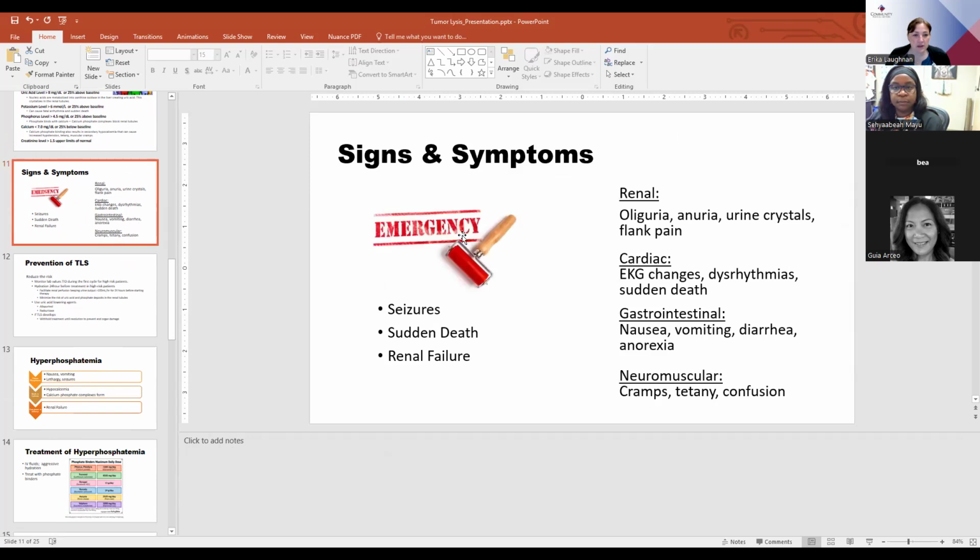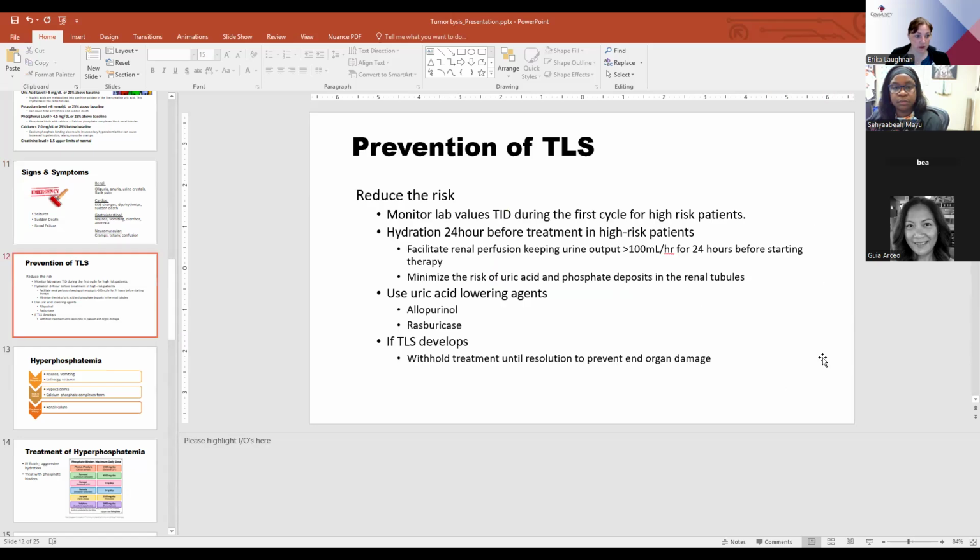Signs and symptoms. So this is an emergency. The worst things that we are trying to prevent are seizures, sudden death, and renal failure. Those are the worst of the worst. We don't want those to happen to our patient. The signs and symptoms that can start leading in this direction, kind of tilting the scale this way, are renal, cardiac, gastrointestinal, and neuromuscular. So it gives a high-level symptom overview of what you might start seeing with your patient as we get closer and closer to the things that we want to avoid: seizures, sudden death, and renal failure.